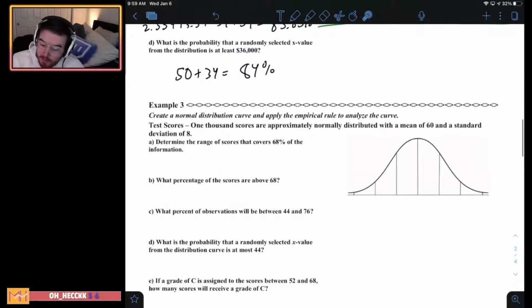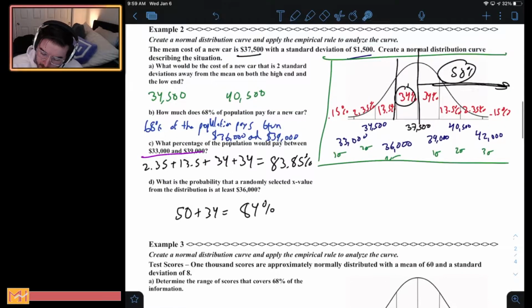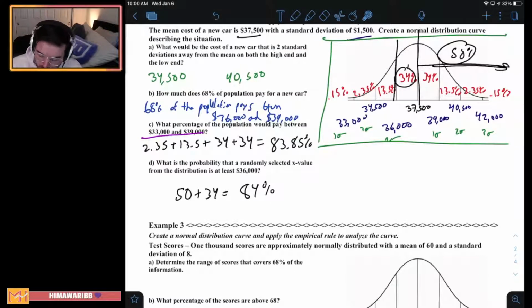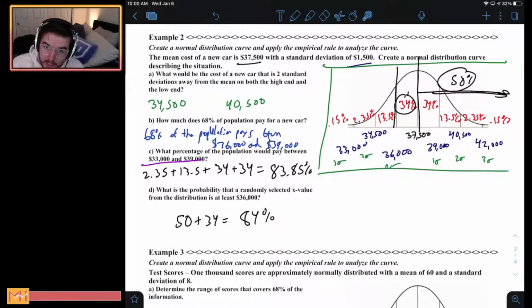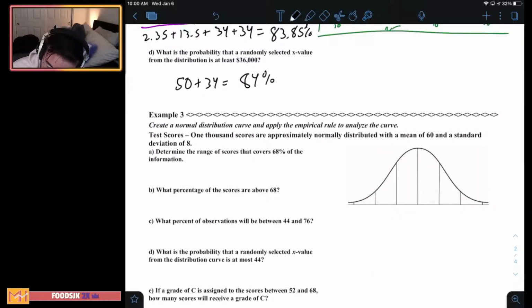Okay, so notice I haven't really asked you any questions yet. Well, that's because I think that a lot of this is new. So let's see if you didn't learn something from example 2 and see if you can answer some questions for example 3.